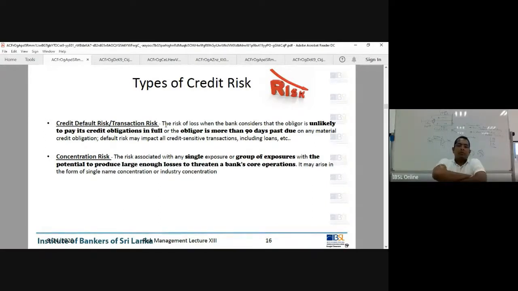The risk associated with single exposure or group of exposures with the potential to produce large enough losses to threaten a bank's core operation. That is the concentration. It may arise in a single name concentration or industry concentration. Default: the risk of loss when the bank considers that the obligor is unlikely to pay its credit obligations in full, or the obligor is more than 90 days past due, then it is credit risk.